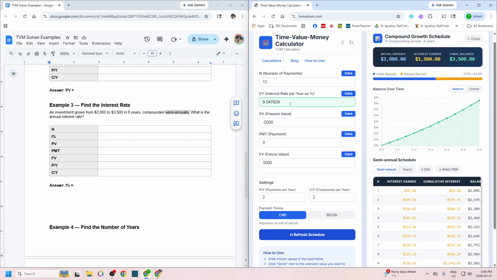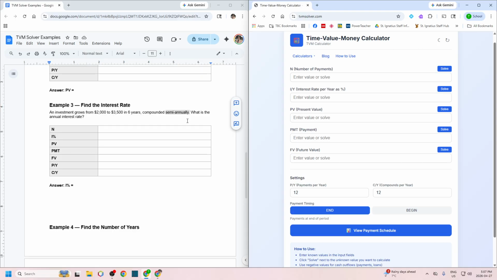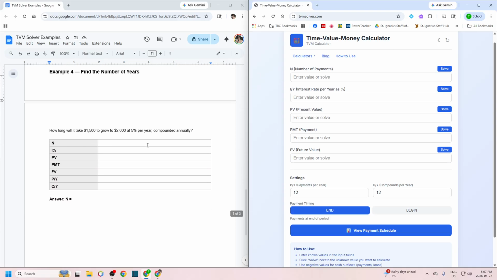Okay. So that's the next example. You can solve for interest rates as well. The idea is you fill in all of your boxes and you just leave one blank and you hit solve and it's going to find it for you. Let's try one more.